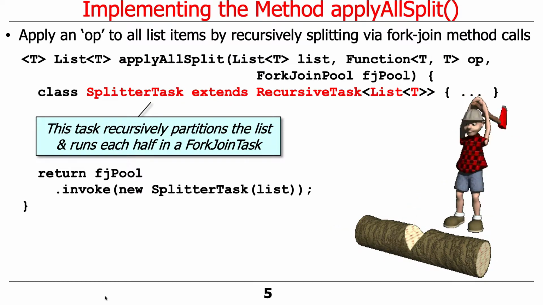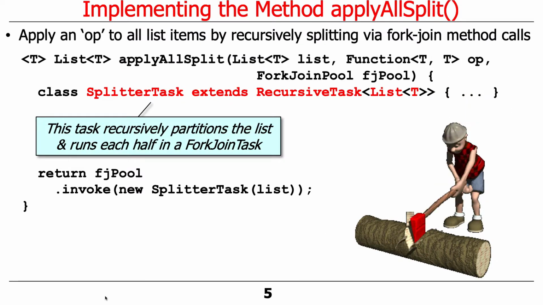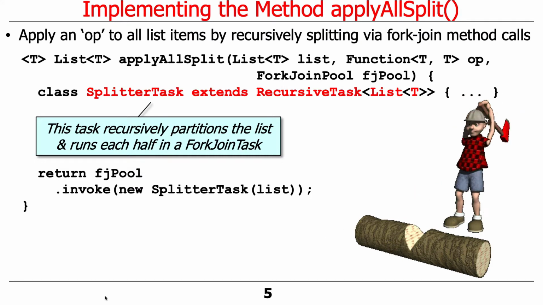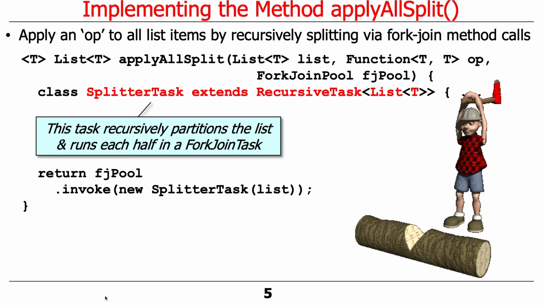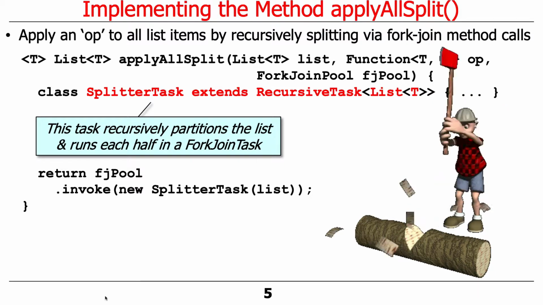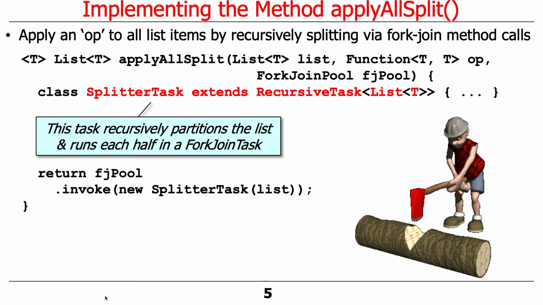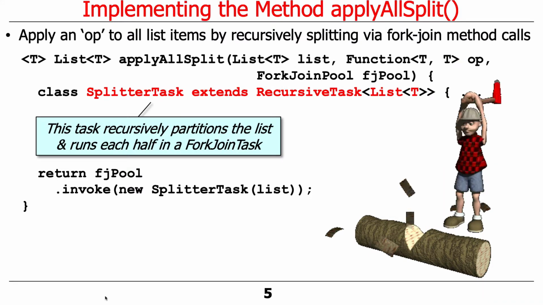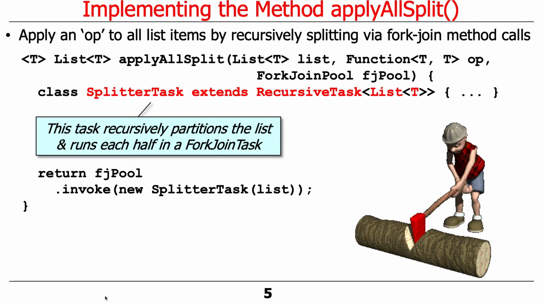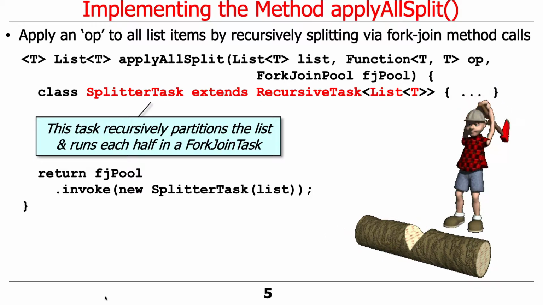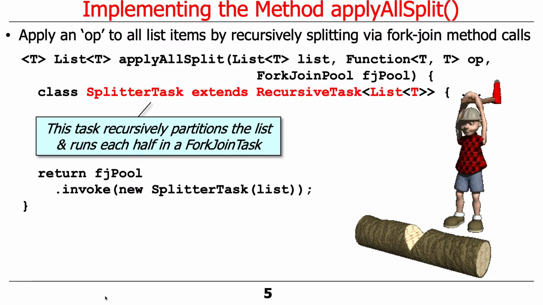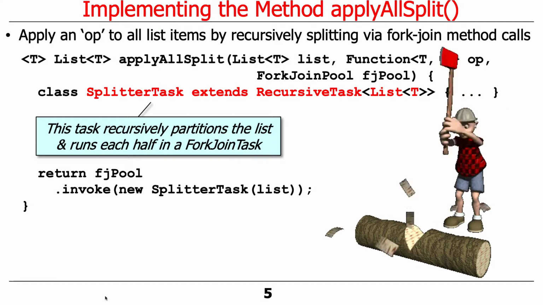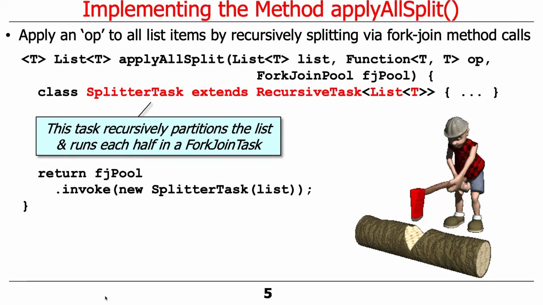There's a nested class called SplitterTask, which extends RecursiveTask, and it's going to recursively partition the list evenly and efficiently, and it'll run each half of the partitioned list in a fork join task. It's going to keep doing this until it splits it up into atomic-sized chunks. So this is a classic divide and conquer style use of fork join.